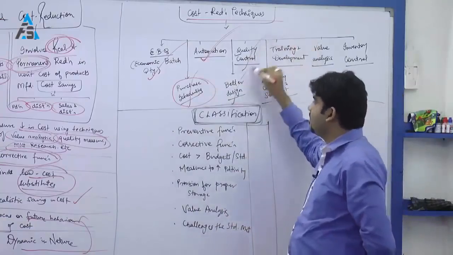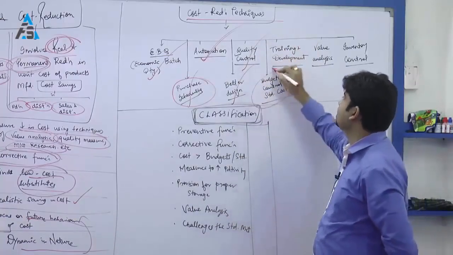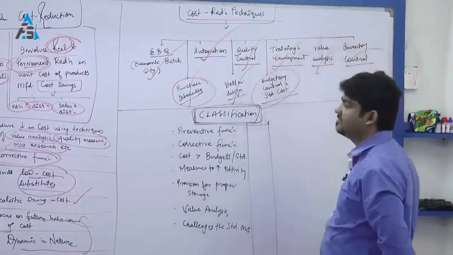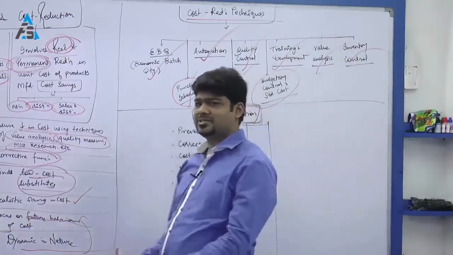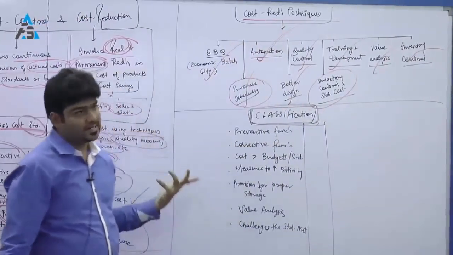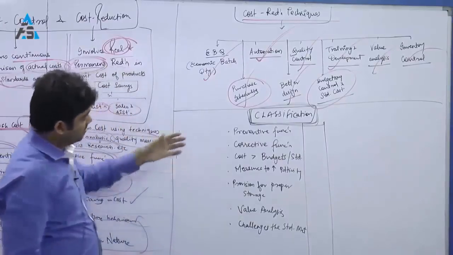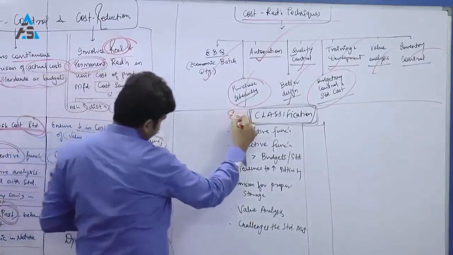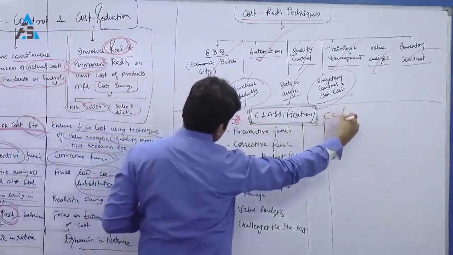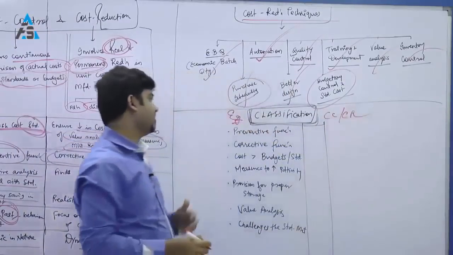Quality control, if you design it properly, then training and development, value analysis, inventory control, all of these measures, the chapters that we are studying, are nothing but the cost reduction techniques which you are using. Now, just a small example wherein we have to classify either cost control or cost reduction. Let's see if we are able to do that or not.